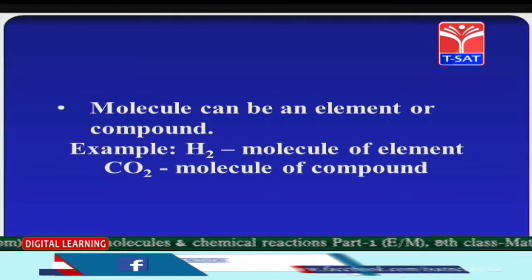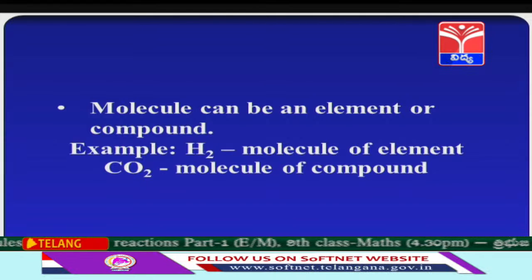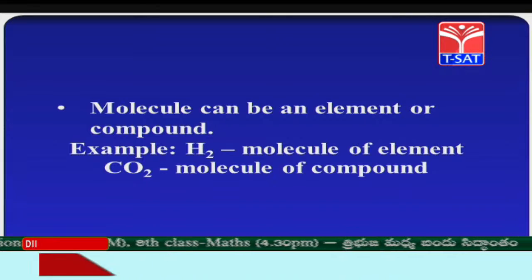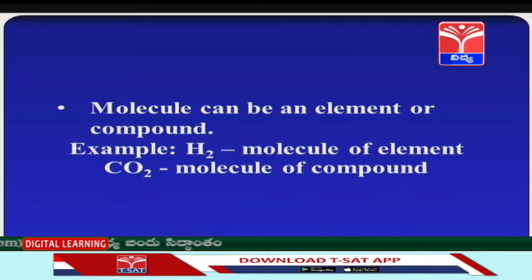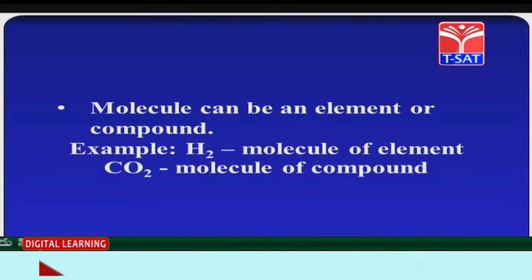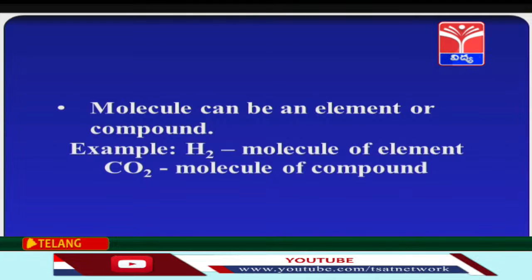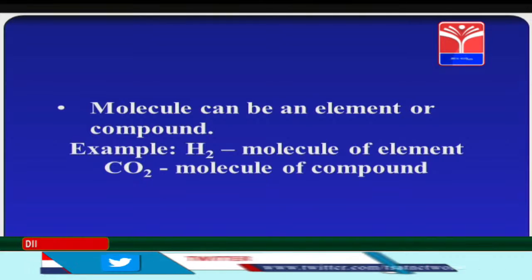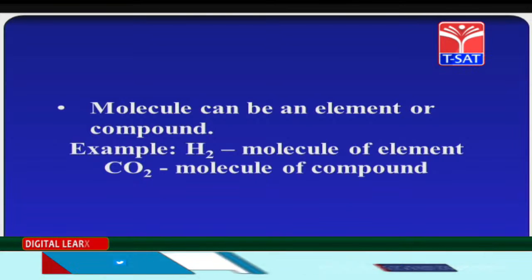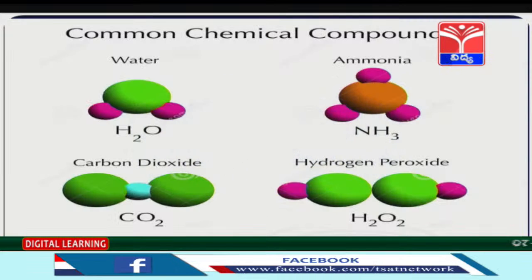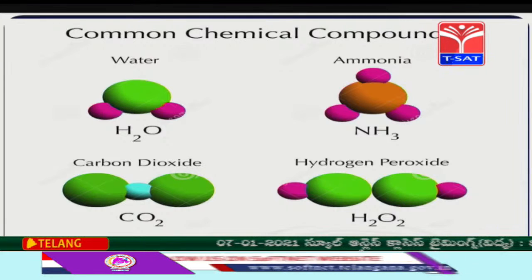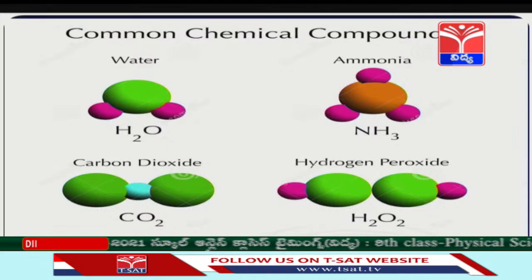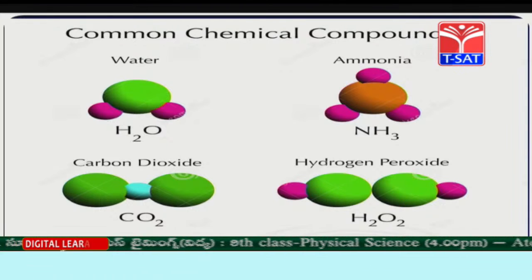H2 means a diatomic molecule which contains 2 atoms of hydrogen, and is nothing but the elemental form of hydrogen gas. And see the next example, CO2, that means carbon dioxide. It contains 1 atom of carbon and 2 atoms of oxygen, and this molecule can be called a compound. See some examples, children. Water molecule, it contains 1 oxygen atom combined with 2 hydrogen atoms. And look at the next example.